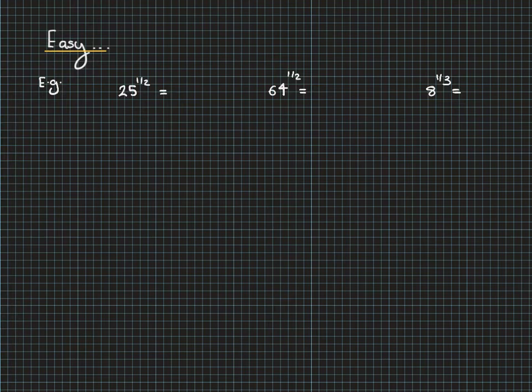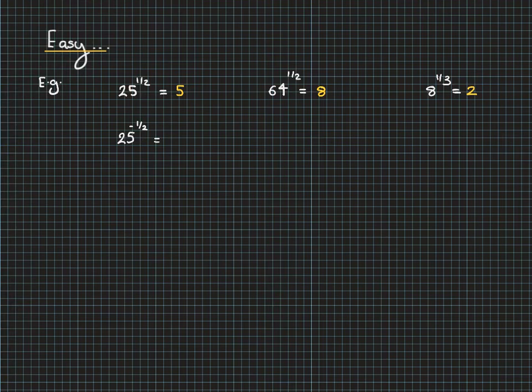Did you get it right? 25 to the power of a half is 5, 64 to the power of a half is 8, and 8 to the power of a third is 2. So now, let's extend these to some slightly more complex questions. What do you think the answer to 25 to the negative half is? Now you can use the answer above to help you.